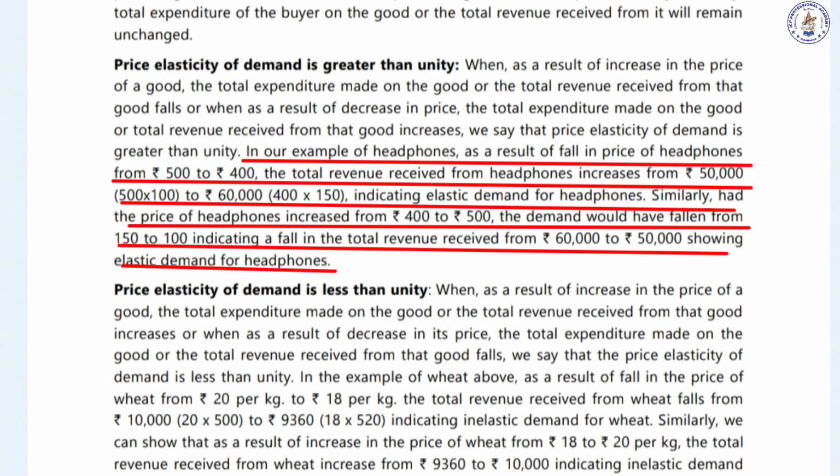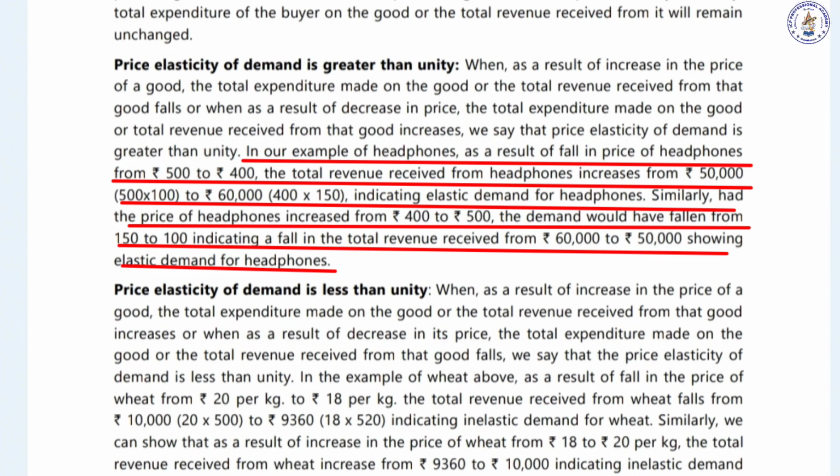Similarly, when the price rises from 400 to 500, the demand would reduce. Say for example, the demand fell from 150 to 100. So the revenue also fell from 60,000 to 50,000. That is, an increase in the price decreased the revenue, and a decrease in the price increased the revenue. Here the price elasticity is said to be greater than unity.